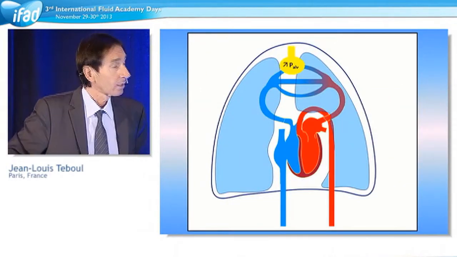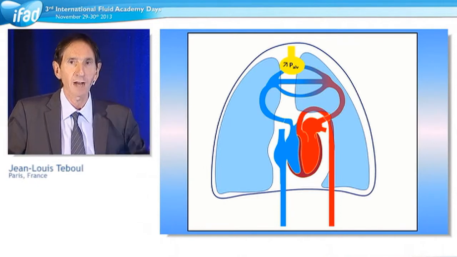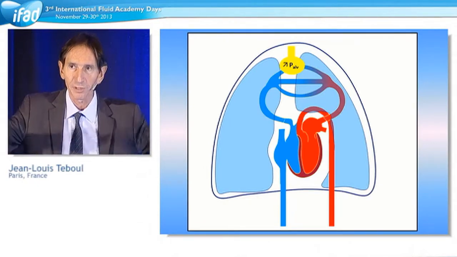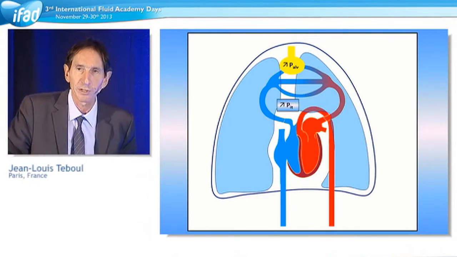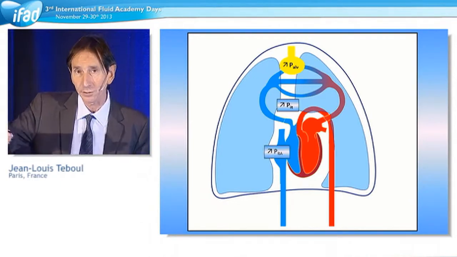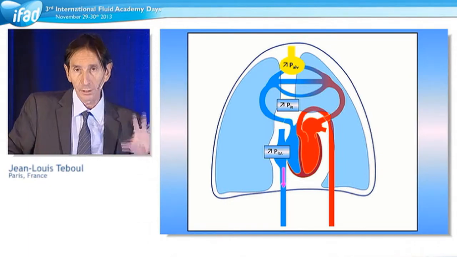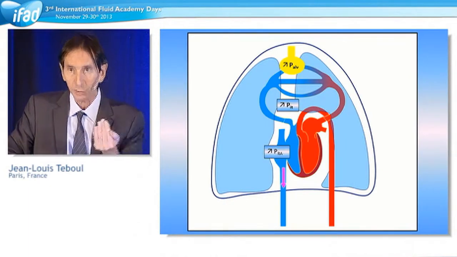First, mechanical ventilation and venous return. This is what happens during insufflation: an increase in alveolar pressure with volume, with tidal volume, and this will result in an increase in intrathoracic pressure. And this results in an increase in the right atrial pressure. And this normally will impede the venous return.